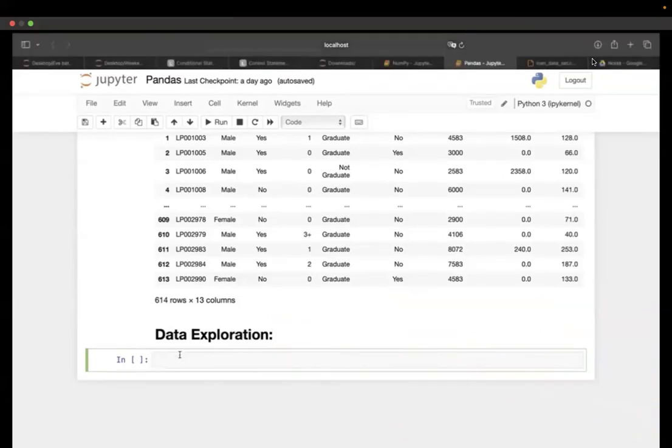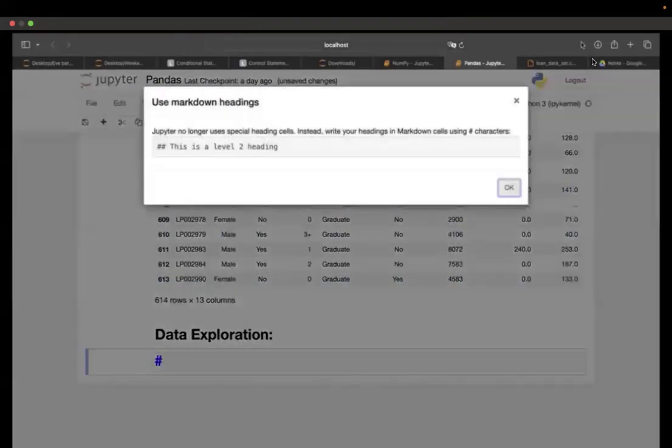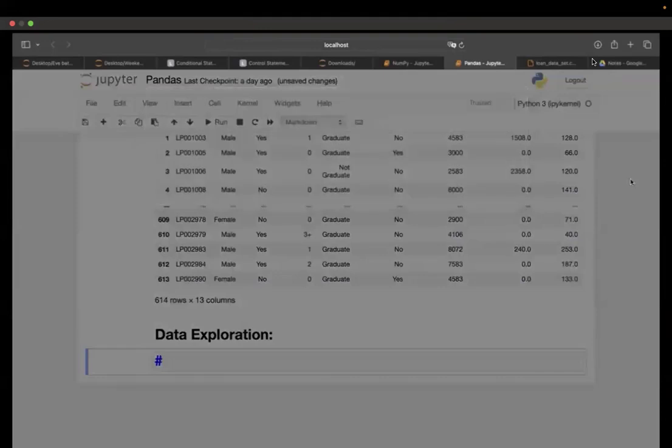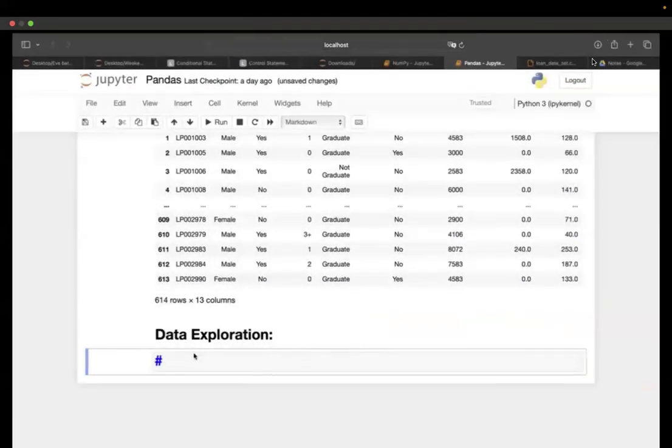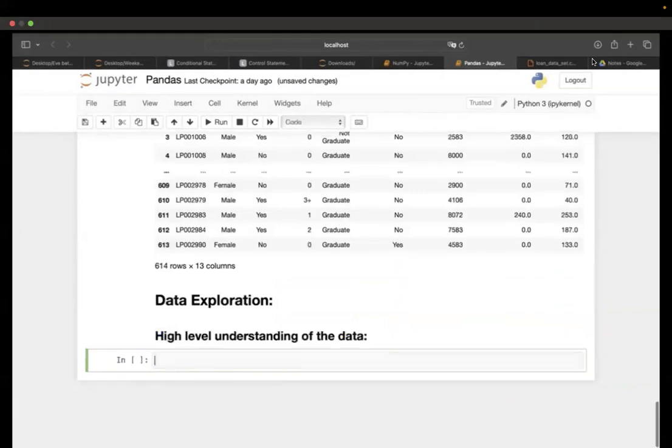Now, let's talk about high-level understanding of the data. Let me change the heading. High-level understanding of the data. Now, whatever commands we are going to apply are going to happen on the overall data set.